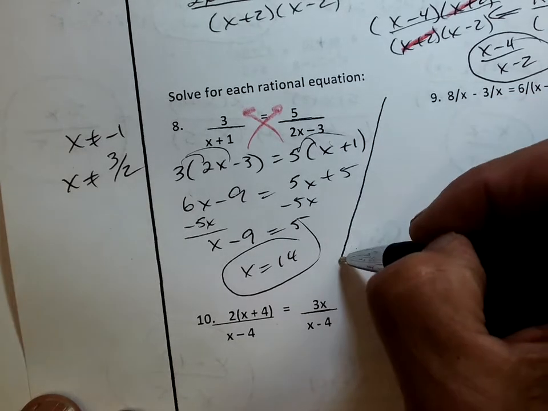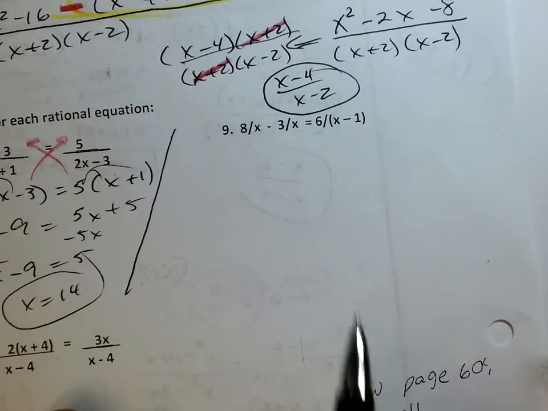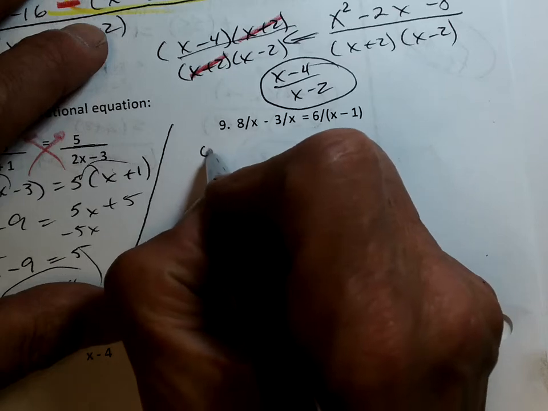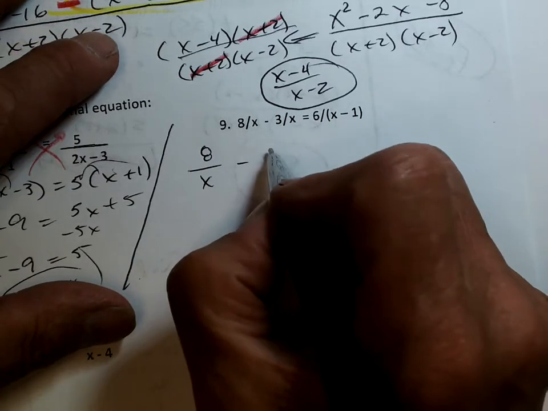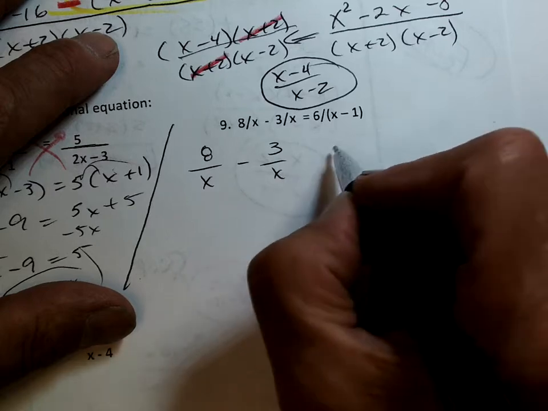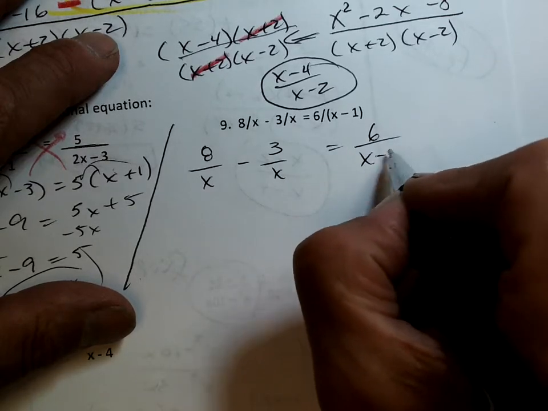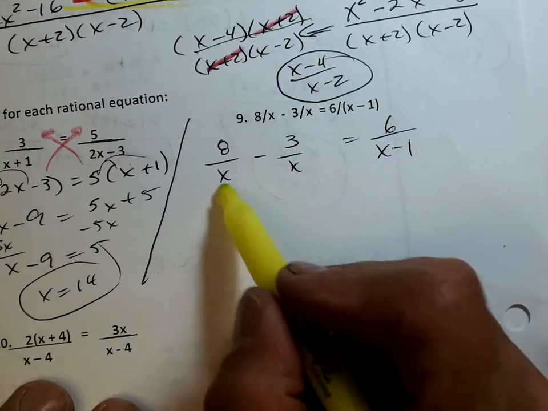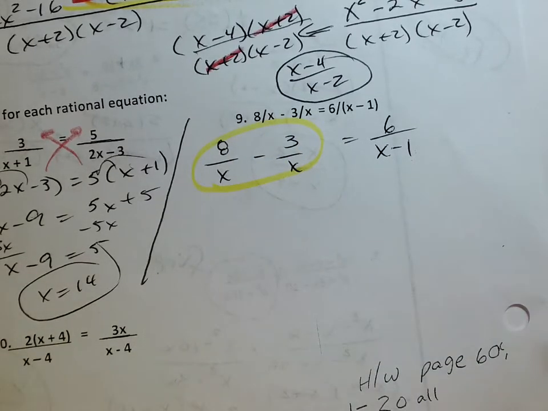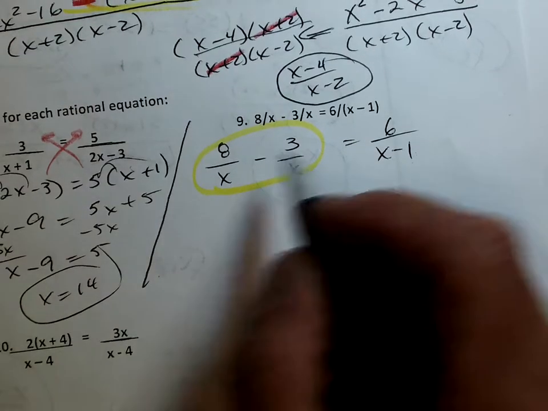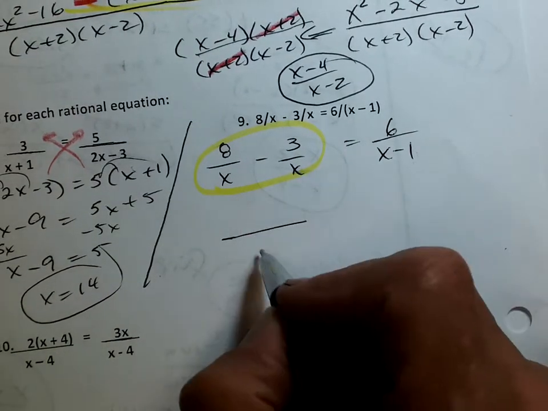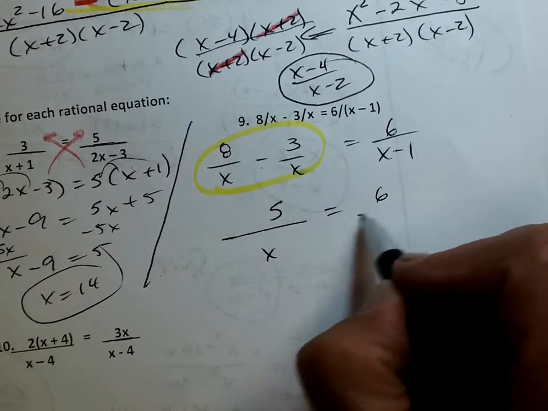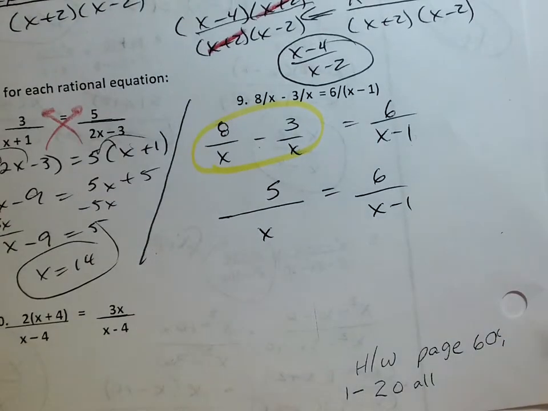Okay. Number 9. Well, that's a fraction, that's a fraction. It's just not written like, and that's a fraction. Let me rewrite it so it looks better. 8 over x minus 3 over x equals 6 over x minus 1. This one's not that bad. You see, these first two fractions already have a common denominator, okay? So, if they already have a common denominator, I'm just going to write it down as x. 8 minus 3 is 5. Okay, which is equal to 6 over x minus 1.